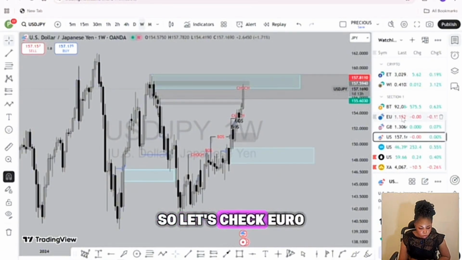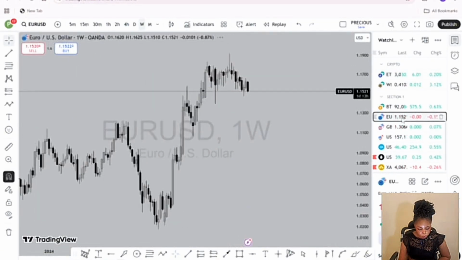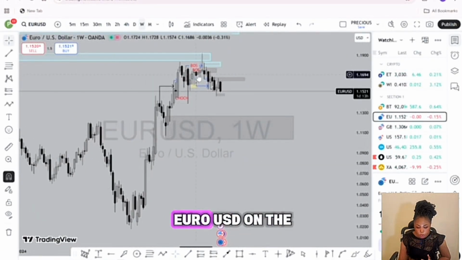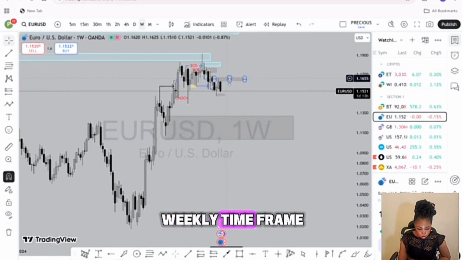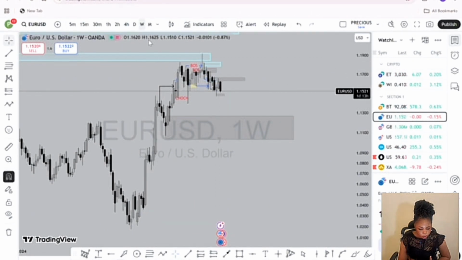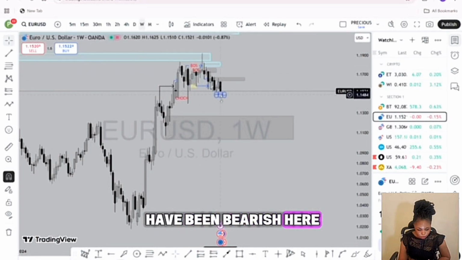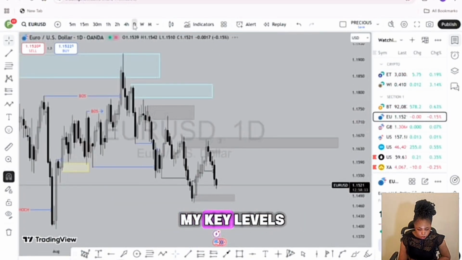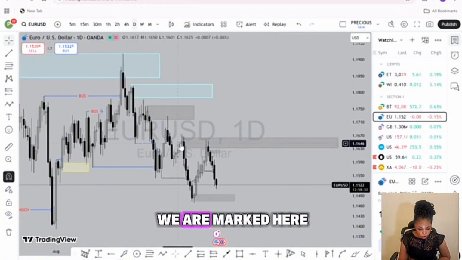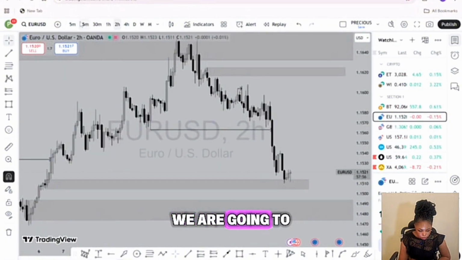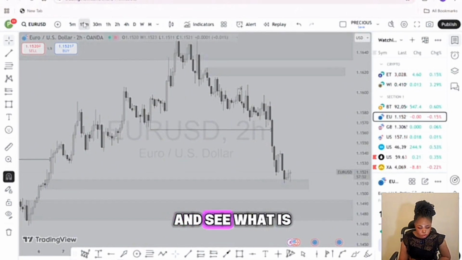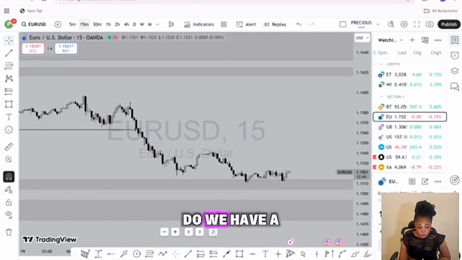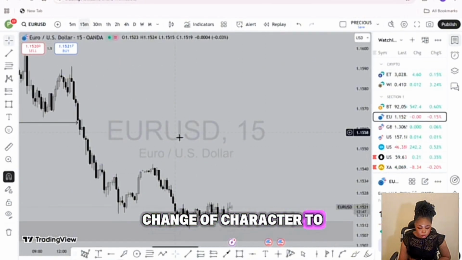Okay, so let's check EURUSD as well. Okay, so this is EURUSD on the weekly time frame. You guys know we have been bearish here. You can see I love to mark out my key levels. You guys can see we are marked here. We are going to go to the lower time frame, lower than 2 hours, and see what is going on. Do we have a change of character to the upside?